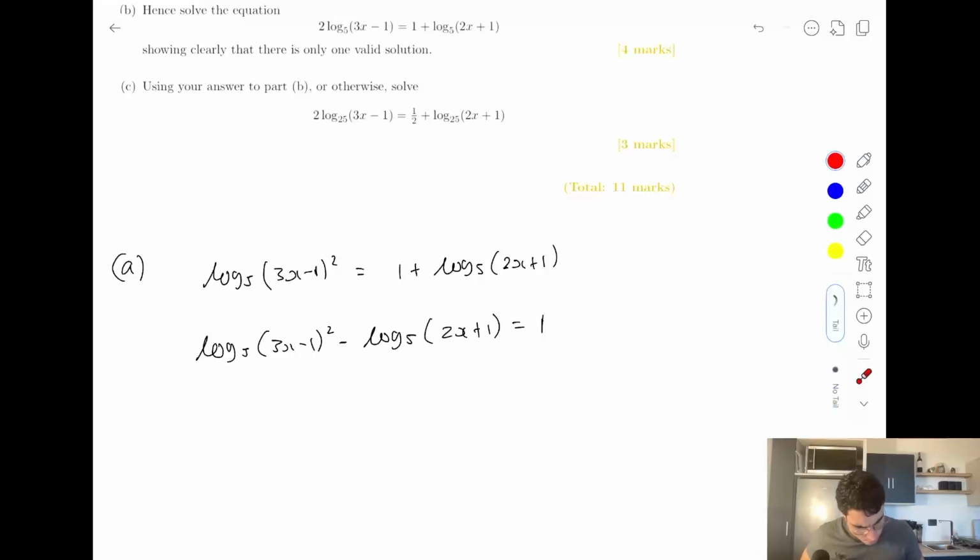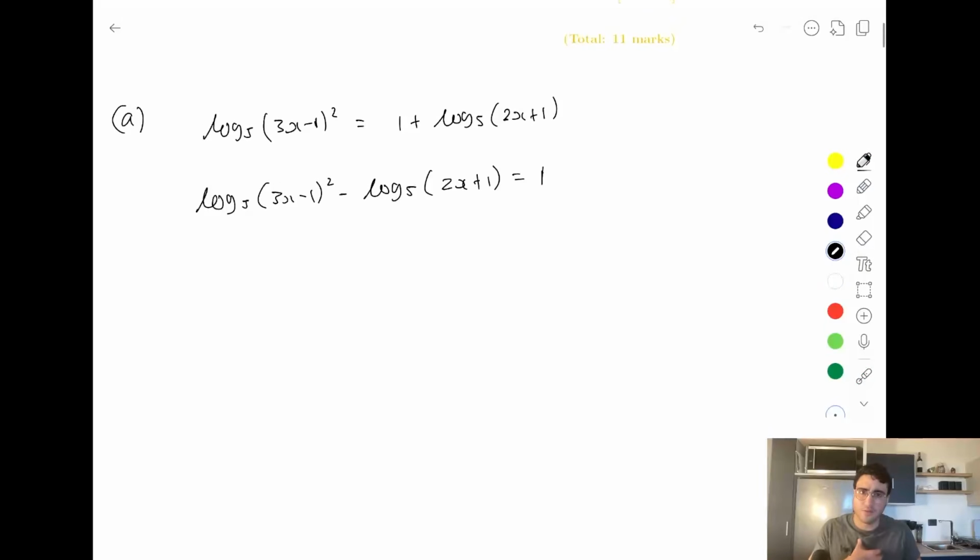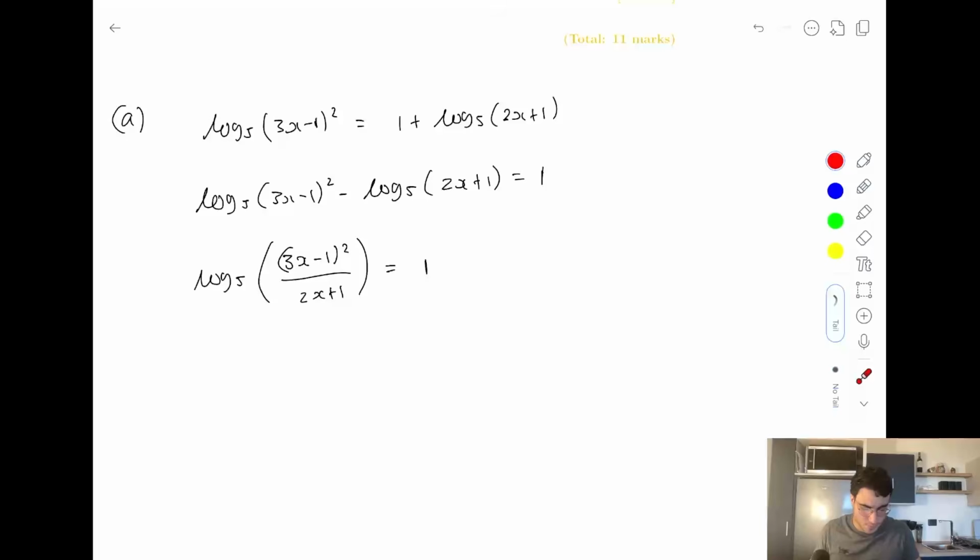Interesting. But now I'm stumped because I've got two logs, can't minus them, and it equals 1. So what do I do? Well, think about it. I've got the log rules here from which I can apply log 5 (3x minus 1) squared over (2x plus 1) is equal to 1. Okay? Simply by using our log rules here.